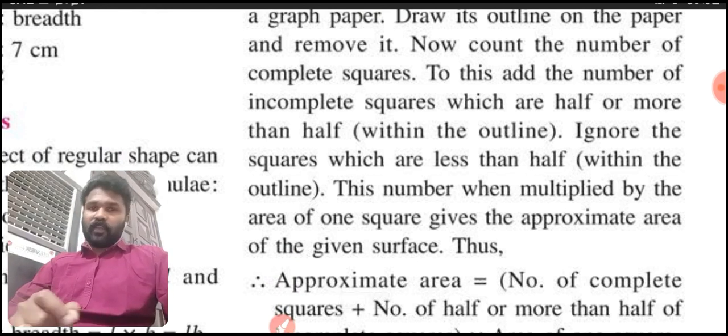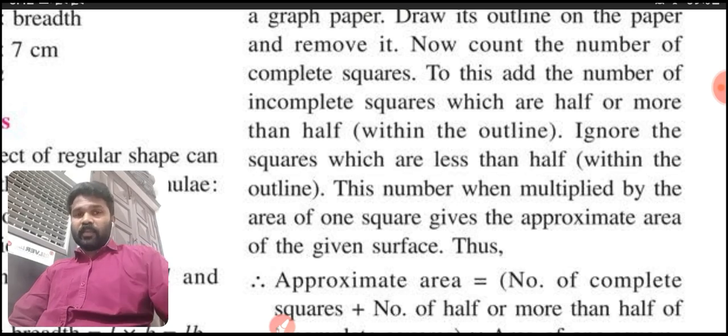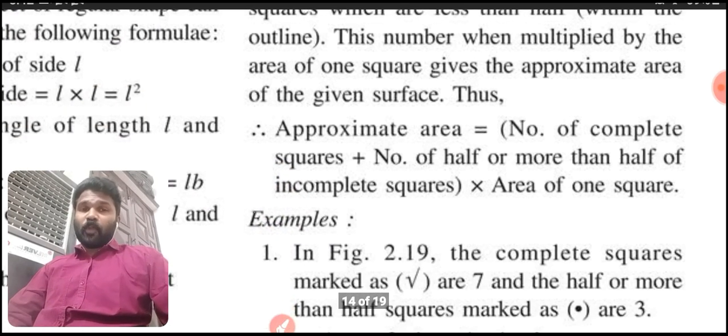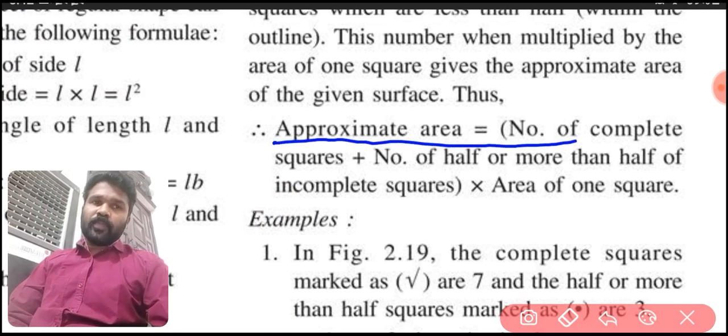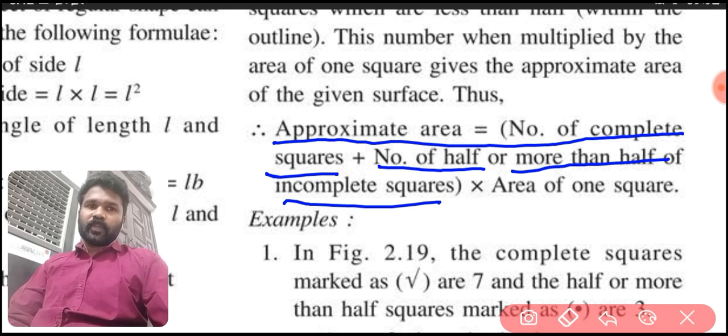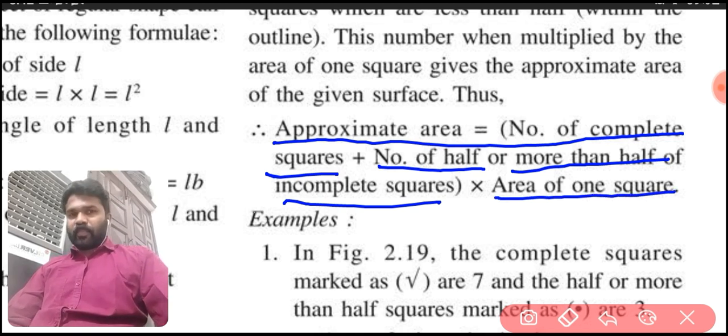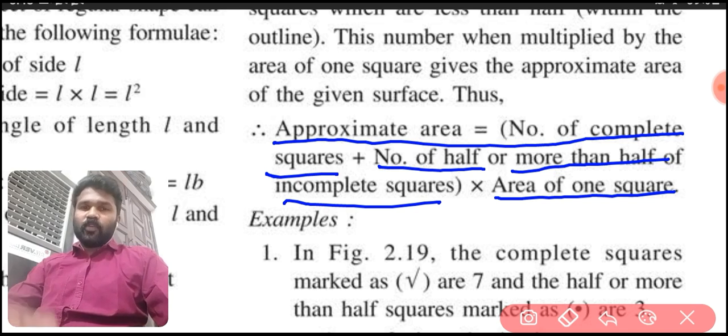Thus the approximate area is equal to the number of complete squares plus the number of half or more than half incomplete squares, multiplied by the area of one square. Okay, students, like this we can find out the area of the surface by using a graph paper.